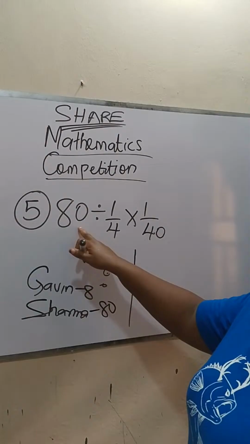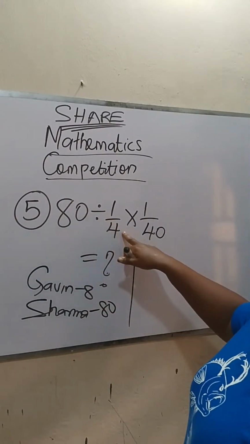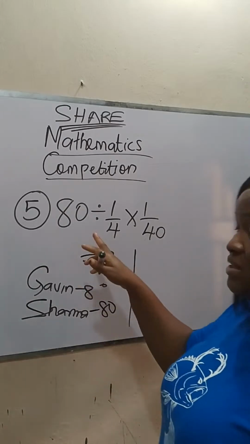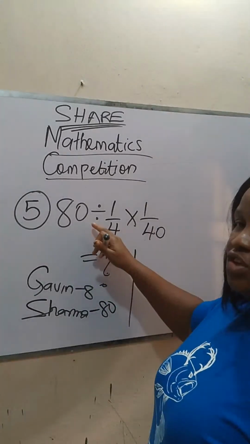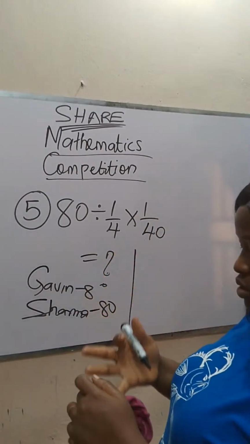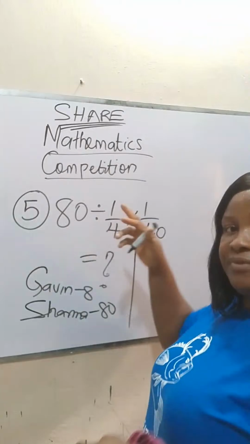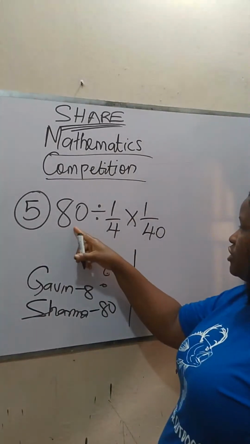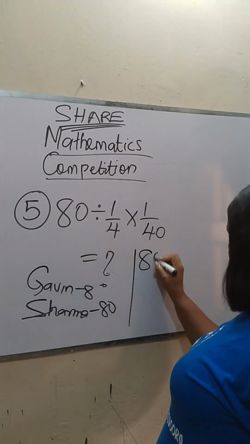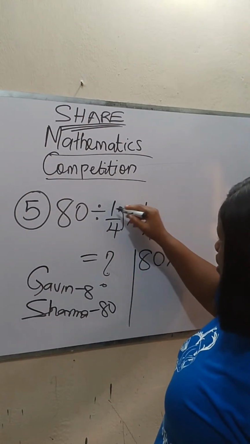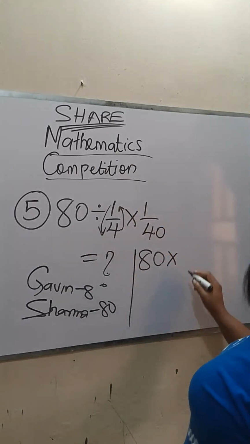So to solve it, this is 80 divided by a quarter times 1/40. Now, in mathematics, whenever you have division, be it fraction or mostly fraction, you can change this to multiplication and just flip the number. Look at what I'm going to do. I'm going to write 80, right? I'm going to put multiplication here. I'll flip. This will go up and 1 will come down.